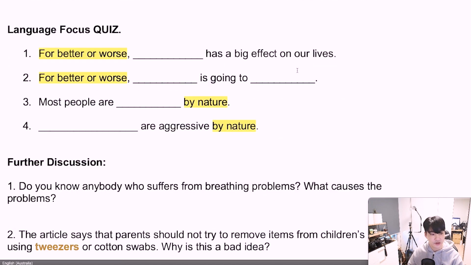Okay, so for better or for worse, something has a big effect on our lives. Let's say our schooling has a big effect on our lives.